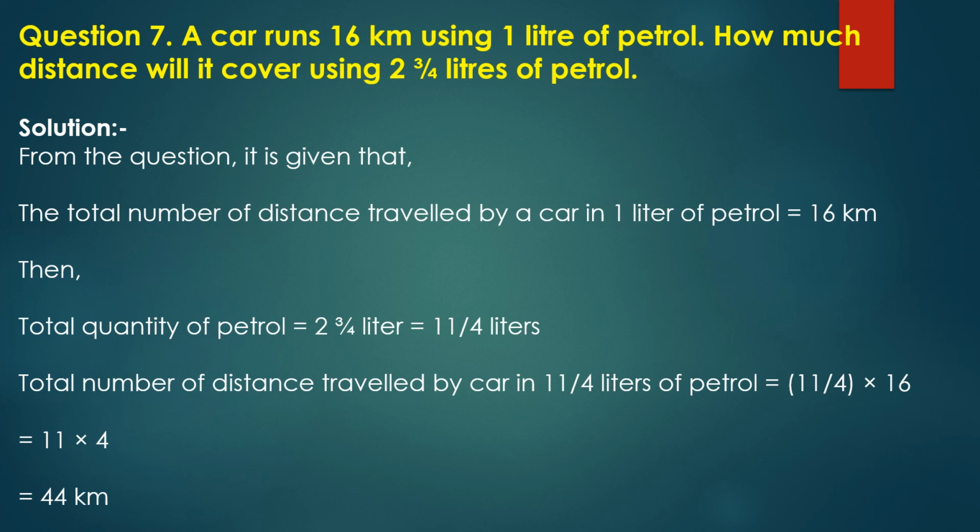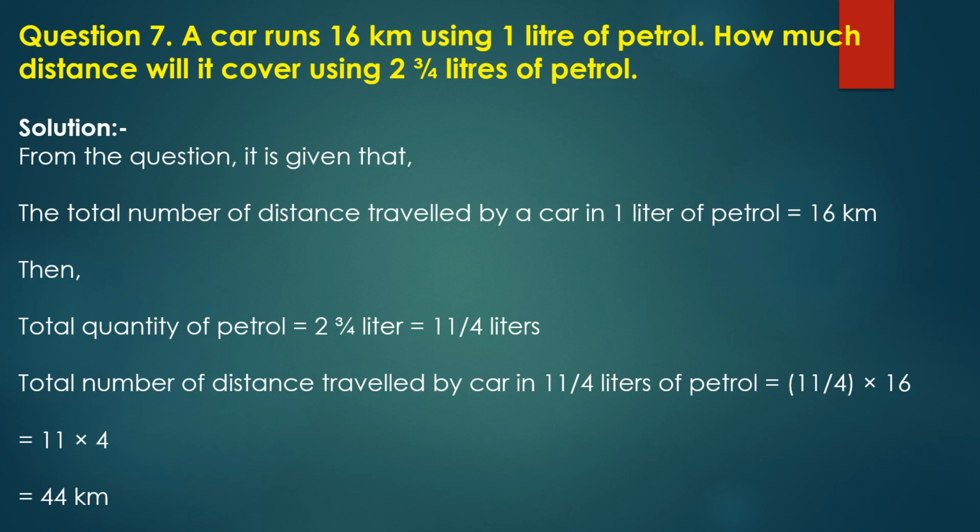So from the question, what is given? The total distance travelled by a car in 1 liter of petrol is 16 km. Then the total quantity of petrol, how much do we have? 2 3 by 4 liters equal 11 by 4 liters, because 4 2s are 8, 8 plus 3, 11. So 11 by 4 liters of petrol we have. Using this quantity of petrol, how much distance can we travel? So that we have to find out.